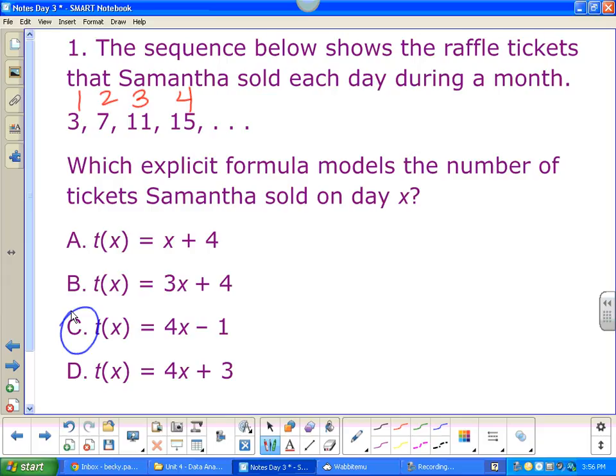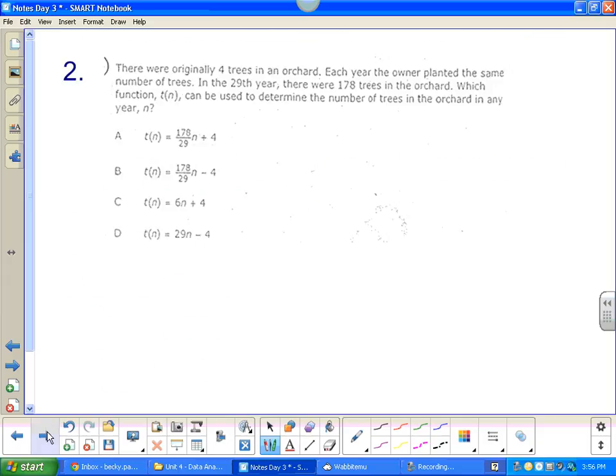Number 2. It says there were originally 4 trees in an orchard. Each year, the owner planted the same number of trees. In the 29th year, there were 178 trees in the orchard. Which function, T of n, can be used to determine the number of trees in the orchard at any given year? So this should remind you of the car problem when you were trying to figure out how much it was depreciating each year. So we're going to write points.